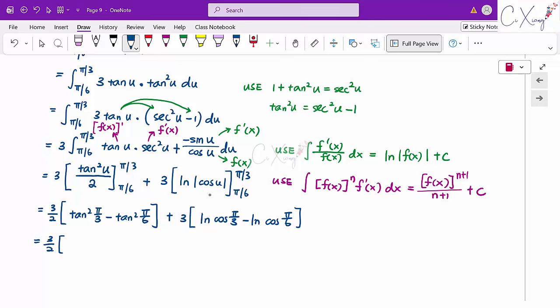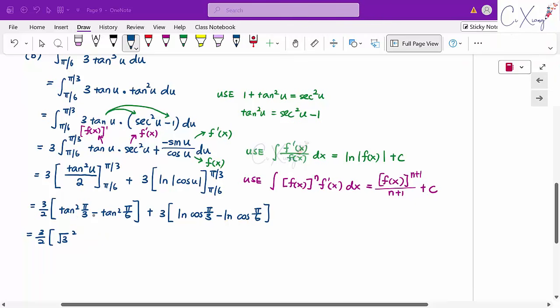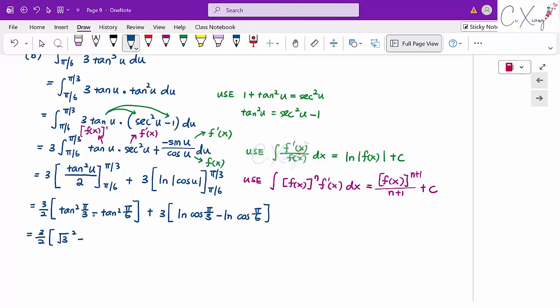What is the value of tangent pi over 3? So tangent 60 degree, you'll be getting surd 3. So you are having surd 3 square. Then minus, okay, tangent square pi over 6, tangent 30 degree. Tangent 30 degree will give you a value of 1 over surd 3. So we'll be having 1 over surd 3 square.